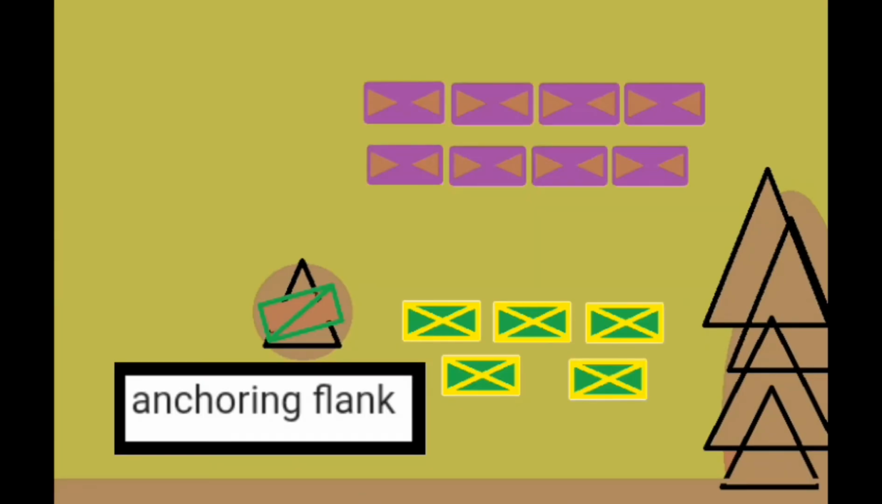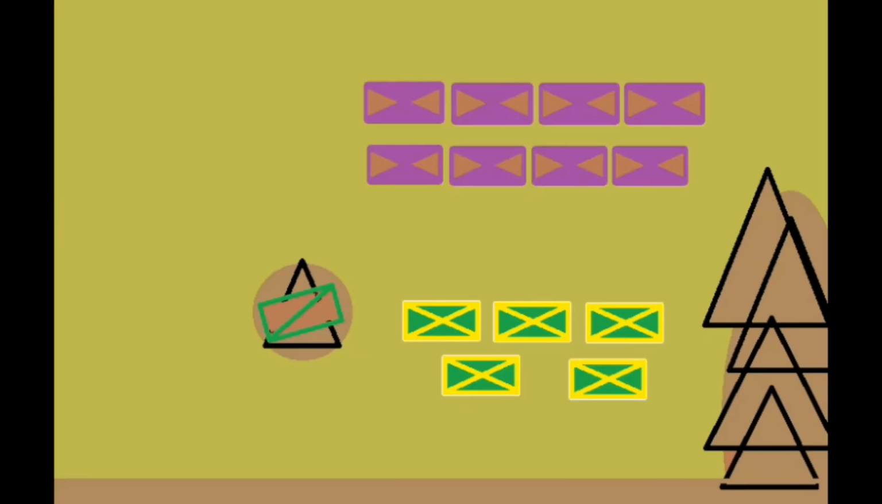Number 7. Anchoring flank tactic. This strategy was used at the Battle of Uhud, where the Muslims under the Prophet Muhammad, peace be upon him, were fighting the Meccan polytheists. The Muslims had around 700 men, while the Meccans had around 3,000. To beat back the Meccan number advantage, the Muslims decided to go in between two mountains to protect their flanks.